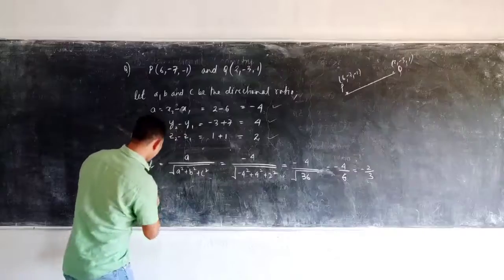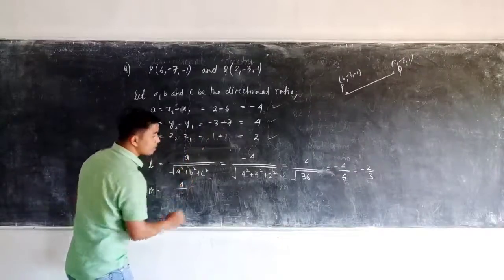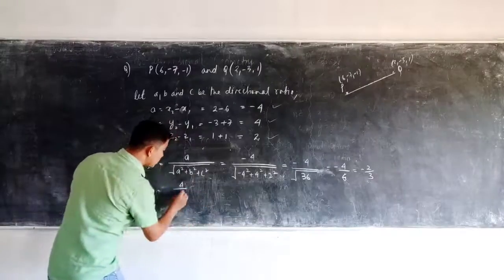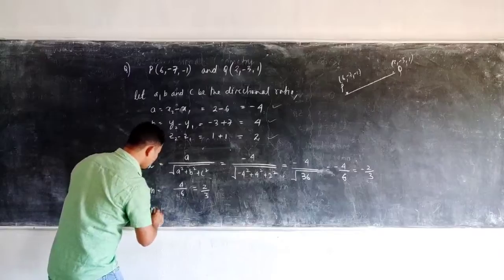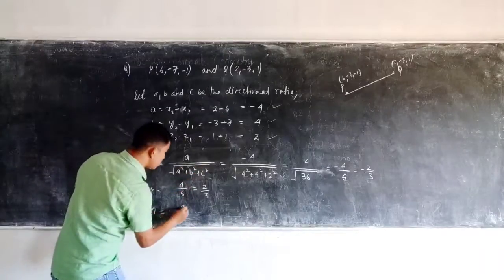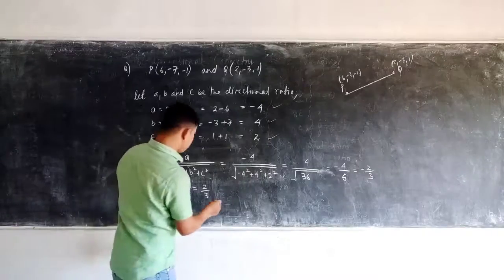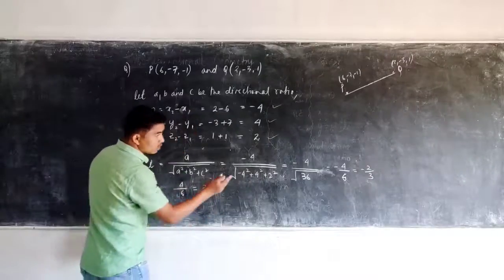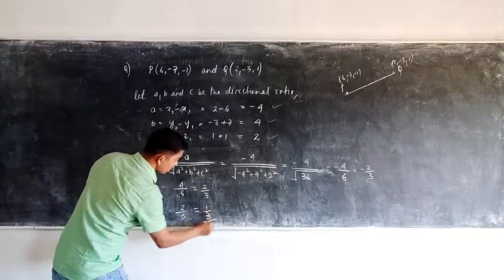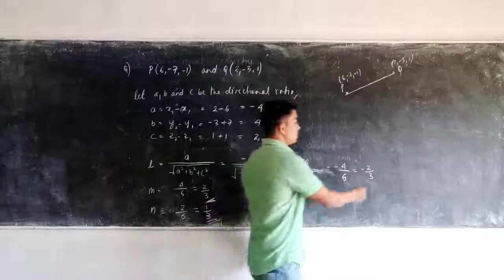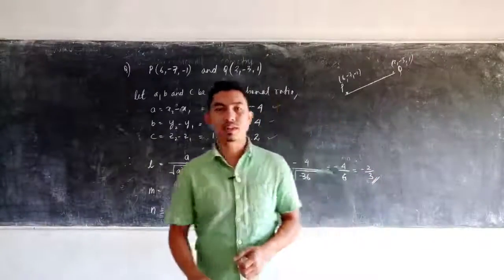Similarly, m will be equal to B, which is 4, divided by 6, so it will be 2 by 3. Finally n will be equal to 2 divided by 6, so this will be 1 by 3. So these are the three directional cosines. This is how we find the directional cosine and the directional ratio.